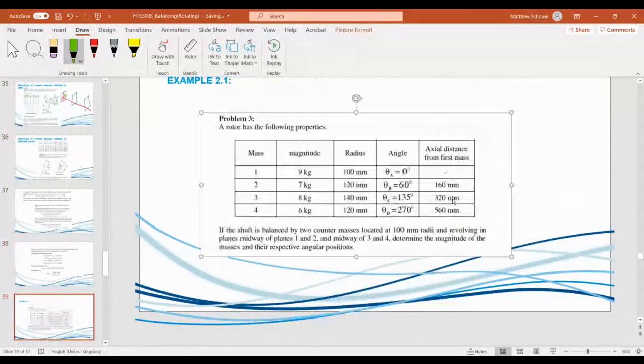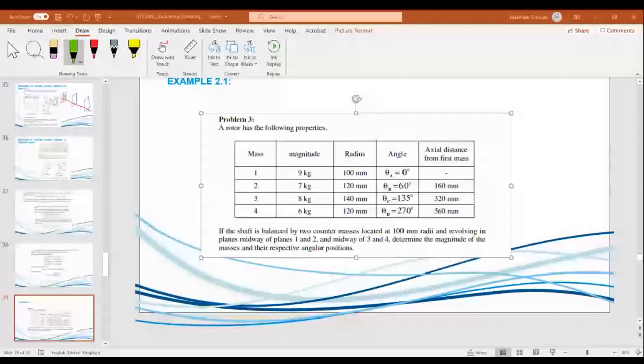I'll obviously put it up now. Exactly how it looks. And it says if the shaft is balanced by two counter masses, that's normally the case, located at 100 millimeters radii, just the radius, and revolving in planes midway of 1 and 2 and midway of 3 and 4. Determine the magnitude of the masses and respective angle positions. Stock problem. Standard. Very good problem. Also test level like.